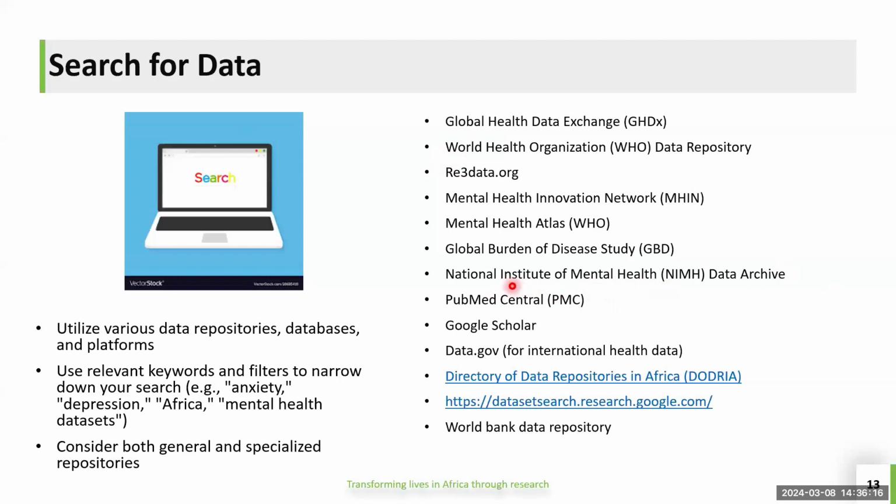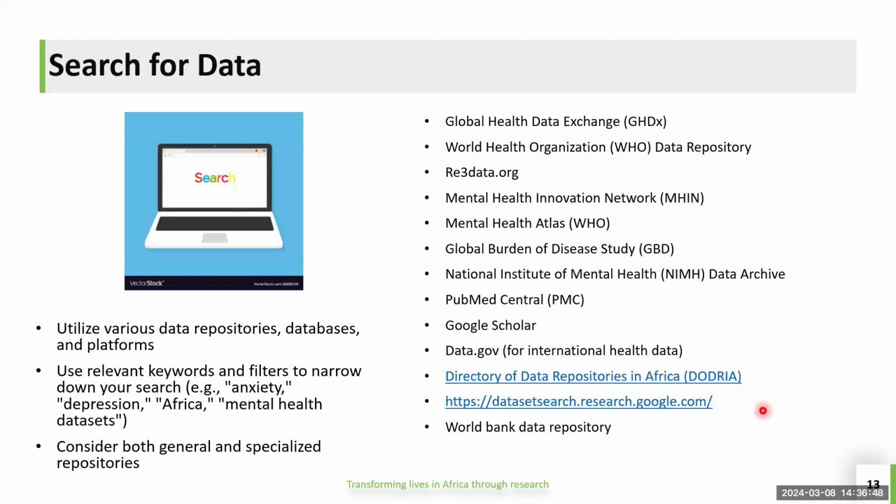And then the databases, most institutions have journal article databases that they subscribe to. So those would be the places to visit as well. And then directory, as I was preparing for this, I saw the Directory of Data Repositories in Africa. So it is an interesting place to visit, to see what might be available.